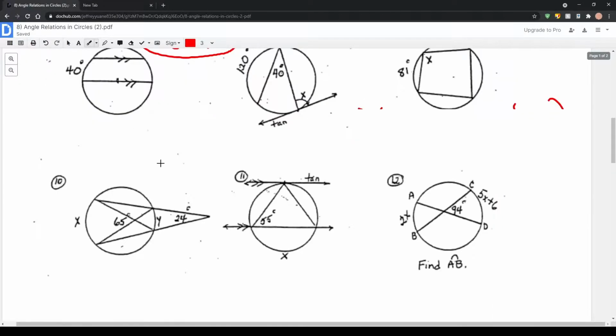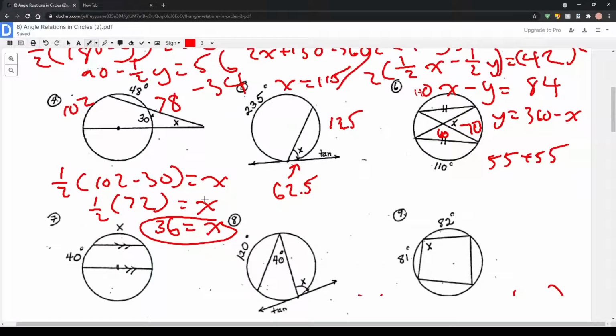Actually, another way to do number 6 is if we call the arc to the left, the minor arc, A. Do you see that arc? Jeffrey, could you label it? Yeah, A.